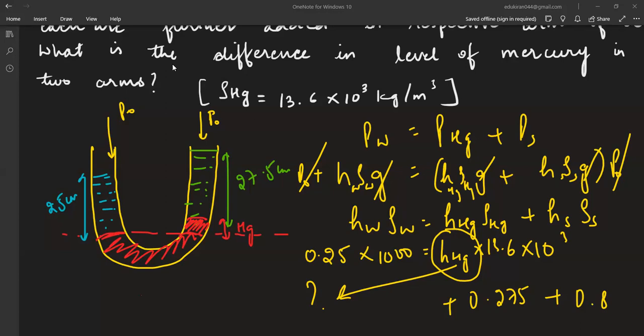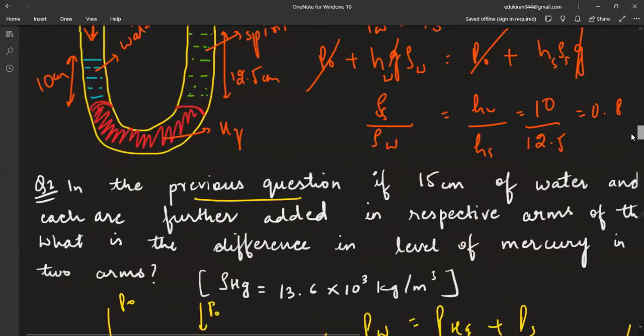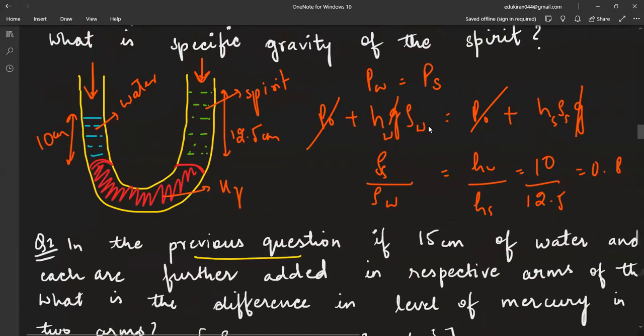Ma'am, in the last, we're using the relative density of the spirit. This one? The 0.8. The relative density of the spirit we're using. Ma'am, we don't have to. That's what I was saying. In this question, we are using the relative density of the spirit because it has been given in the previous question. So we have to link this. So density of the spirit we are using.